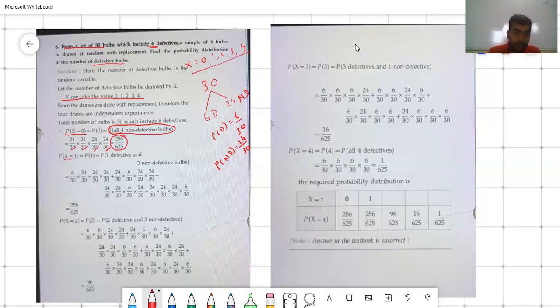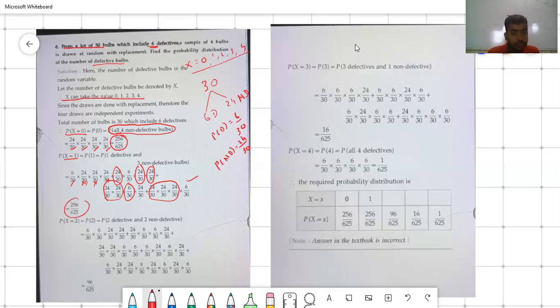Now take X is equal to 1. So 1 defective and 3 non-defective bulbs, and there are several options. First is defective and the remaining 3 are non-defective. Now first is non-defective, second is defective, and the rest are non-defective. Similarly, the first 2 are non-defective, third is defective, fourth is non-defective. Similarly, the first 3 are non-defective and the last one is defective. So the probability is 256 by 625.